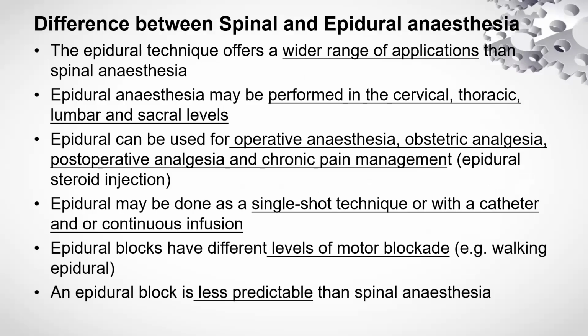So I like to ask medical students these questions. What are the differences between spinal and epidural anesthesia? And these are some of the differences. Epidural has a wider range of applications than spinal anesthesia. It can be performed at different levels, both cervical, thoracic, lumbar, and sacral levels. Epidural can be used for post-operative analgesia, obstetric analgesia, and all of you. And epidural may be done as a single shot technique or with a catheter for continuous infusion.